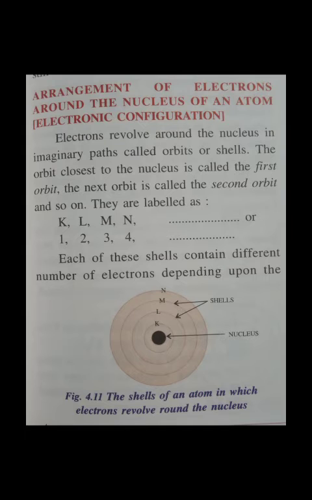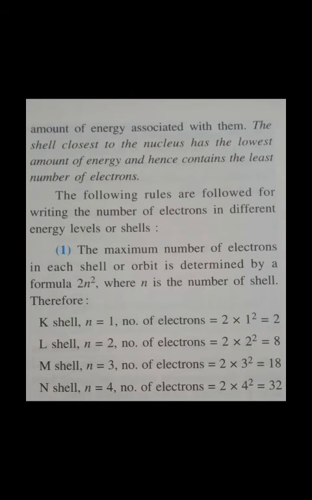Electrons revolve around the nucleus in imaginary paths called orbits. The orbit closest to the nucleus is called the first orbit, the next orbit is called the second orbit, and so on. They are represented as K shell, L shell, M shell, N shell. K is called the first shell, L the second, M the third, and fourth, and so on. Each of these shells contains a different number of electrons depending upon the amount of energy associated with it, right?